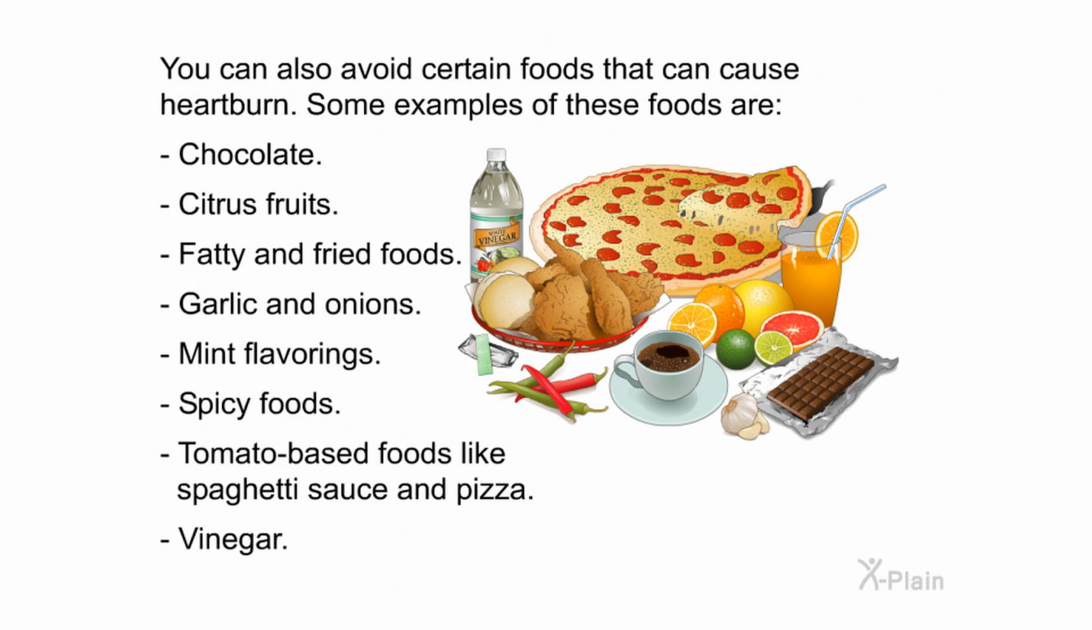You can also avoid certain foods that can cause heartburn. Some examples of these foods are chocolate, citrus fruits, fatty and fried foods, garlic and onions, mint flavorings, spicy foods, tomato-based foods like spaghetti sauce and pizza, and vinegar.